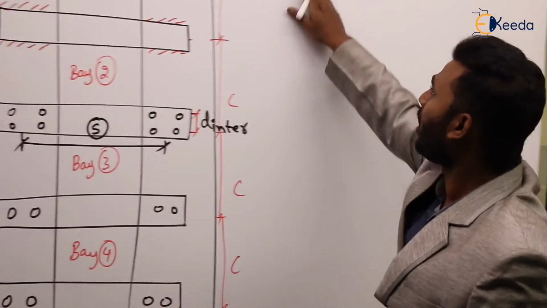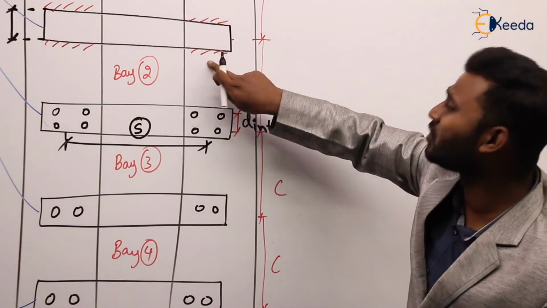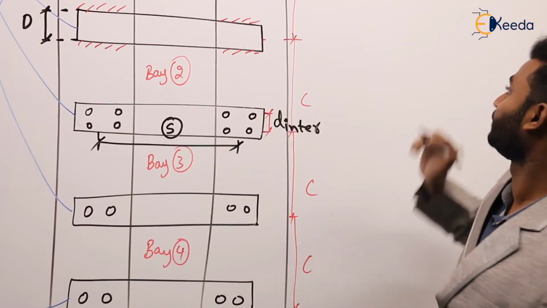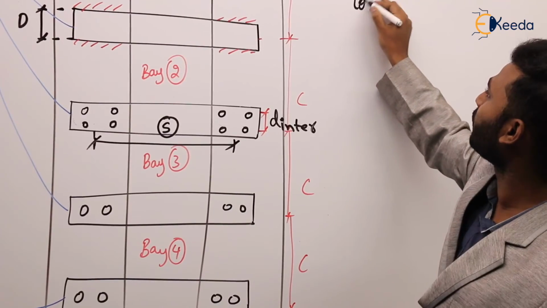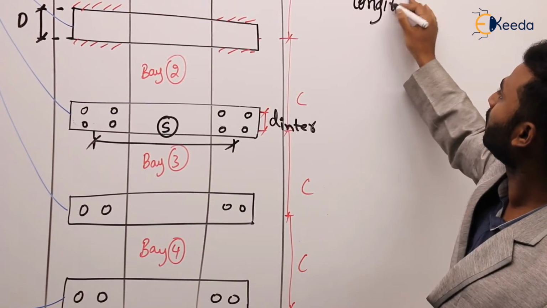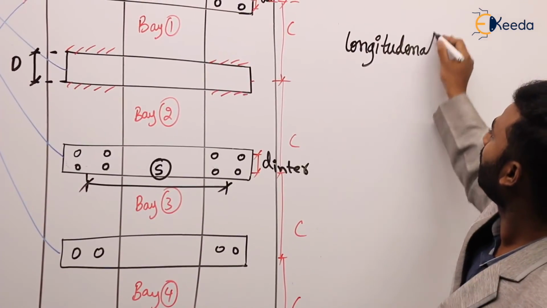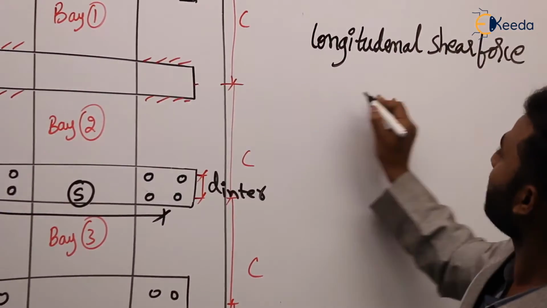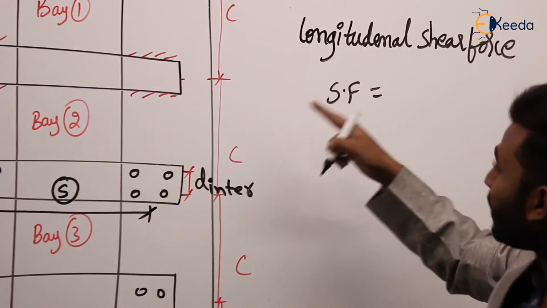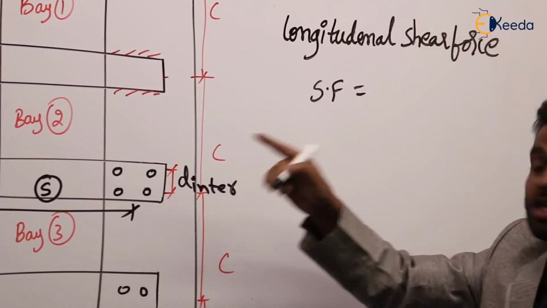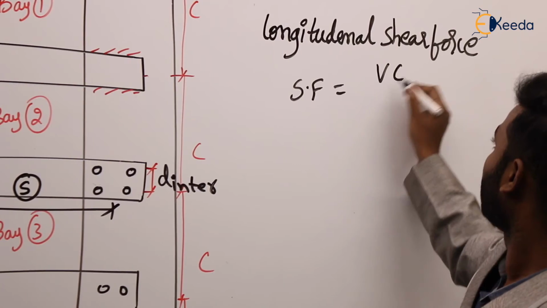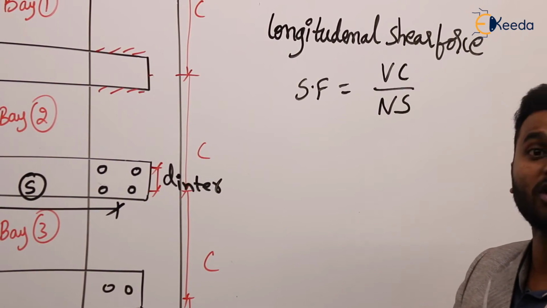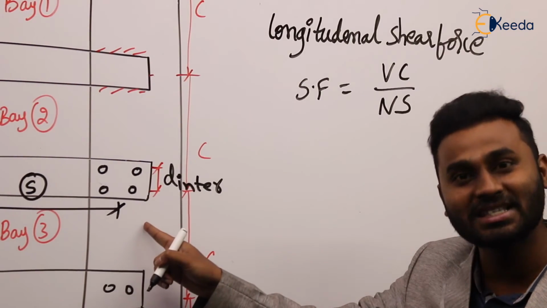Okay, so now let us see how much longitudinal shear force and bending moment these members of the battens are subjected to. Clear? So now the longitudinal shear force, SF. This member of the batten is subjected to a longitudinal shear force of VC by NS. Agree. So this much force each member of this batten is subjected to.